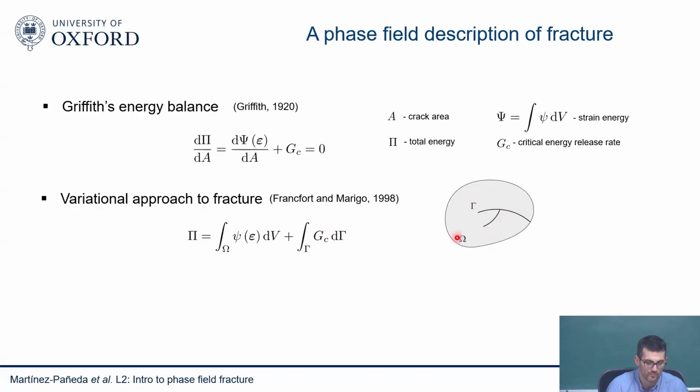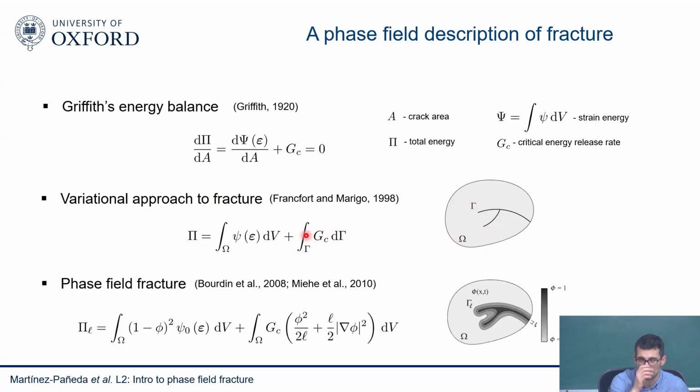This is my crack gamma. I don't really know where my crack is. So this is where the phase field comes to the rescue, because the phase field is going to act as a marker. It's going to be like a damage variable. So it's going to go from 0 in intact material points to 1 in fully cracked material points.